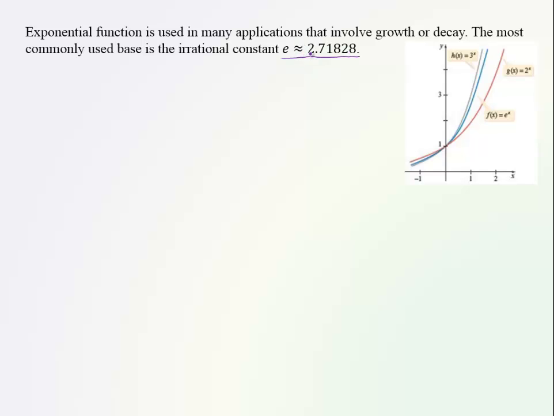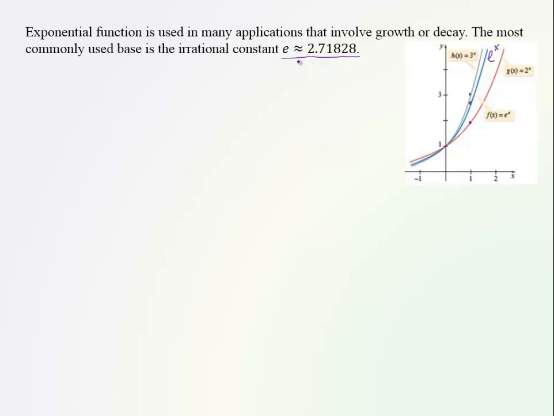Since, as you see, this number is between 2 and 3, then the graph of e to the x is actually positioned between 2 to the x and 3 to the x. So it's higher than 2 but lower than 3. Obviously, this kind of indicator of how steep the graph is you can find by looking at the value at point 1. So the function 2 to the x has a value 2 at 1, 3 to the x has a value 3, but e to the x has a value 2.7 somewhere here. So it's in between.